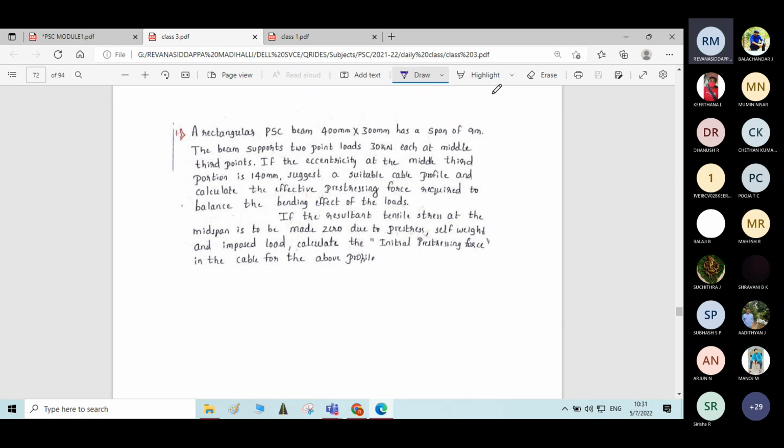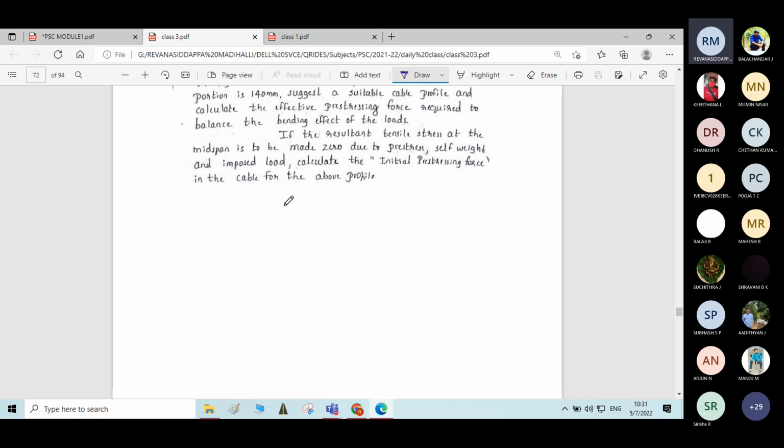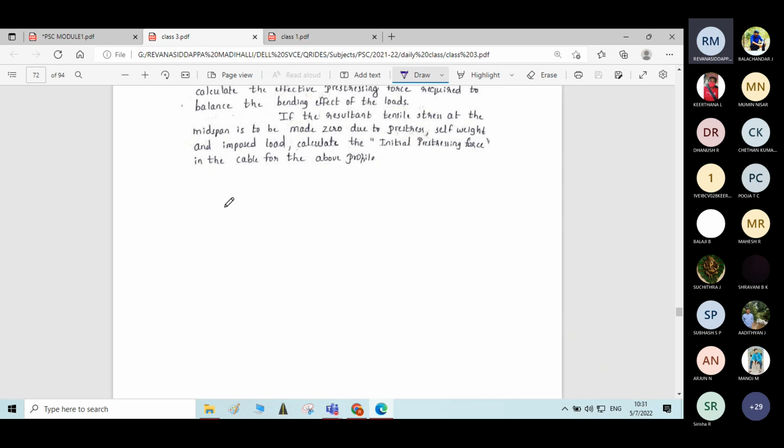A rectangular PSC beam 400 mm by 300 mm has a span of 9 meter. Okay, the cross section is 400 by 300. Width is 400 and depth is 300.